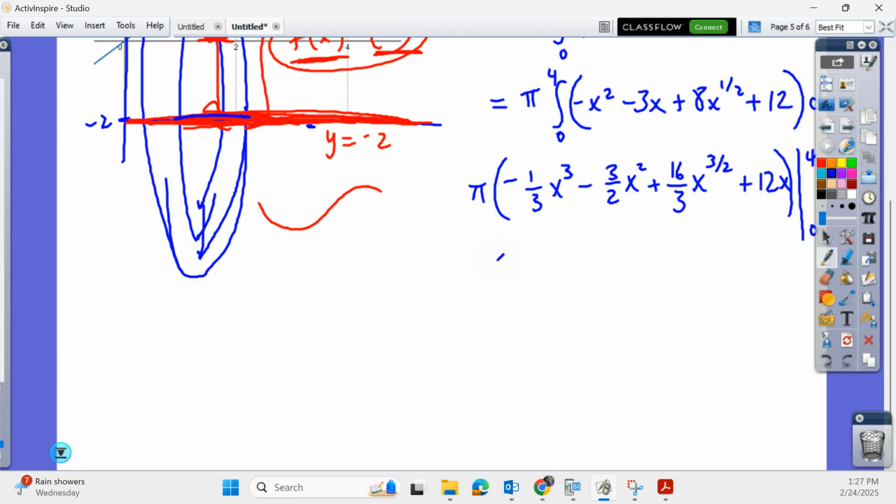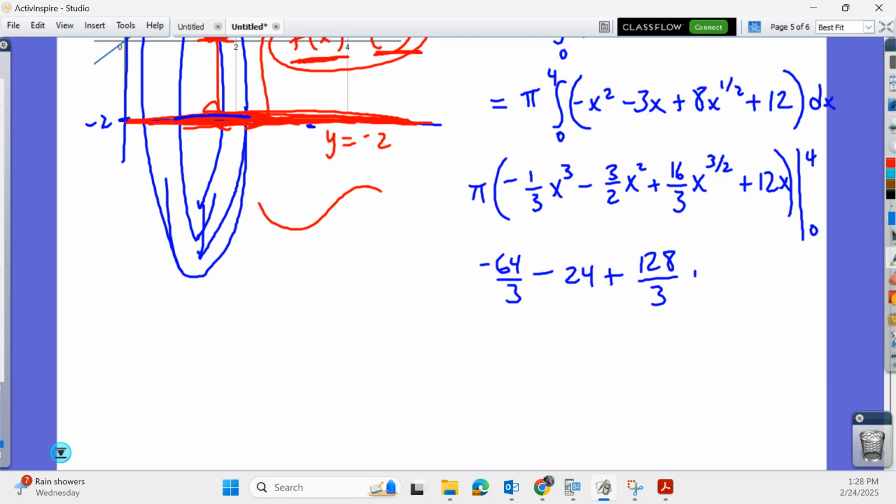When we plug 4 in, we're going to get negative 64/3. And then we have minus 3/2 times 16, that's 48/2, which is 24. And then we've got plus 4 to the 3/2 power. So take the square root first and get 2, and then 2 to the 3rd is 8. 8 times 16 is 128. That's a 2 to the 7th. So that's going to be 128 over 3. And then the last part is going to be plus 48, 12 times 4.